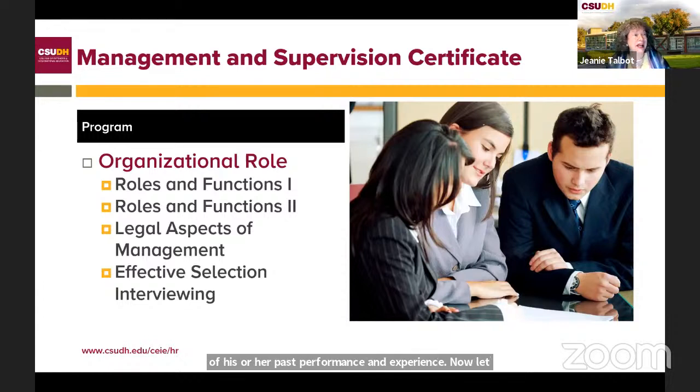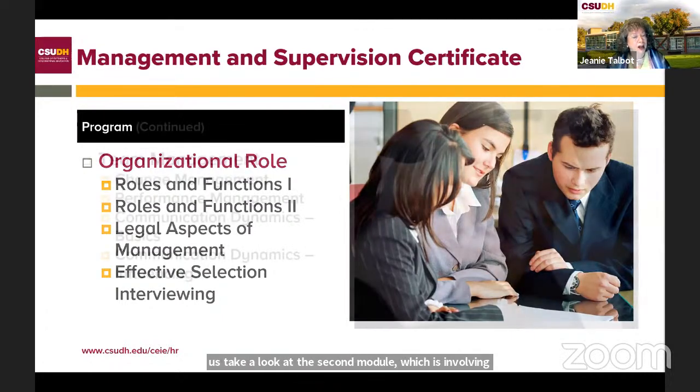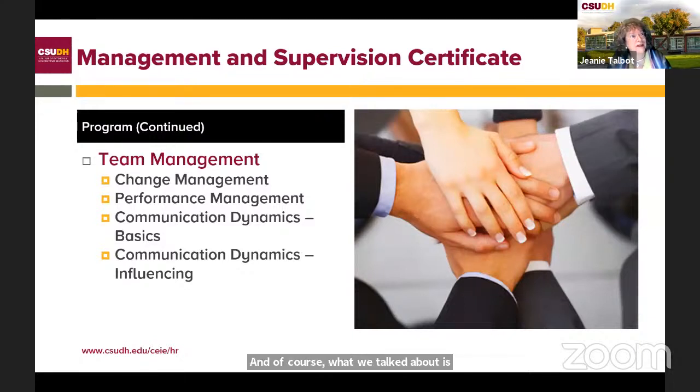Now let us take a look at the second module, which is involving team building. And of course, what we talk about is change management. That's our first session. What is change? What causes change? What influences change? We segue from identifying an individual manager's contributions that we discussed in module 1 to the team development and demonstrate collaborative approaches to a change management scenario within the team paradigm.